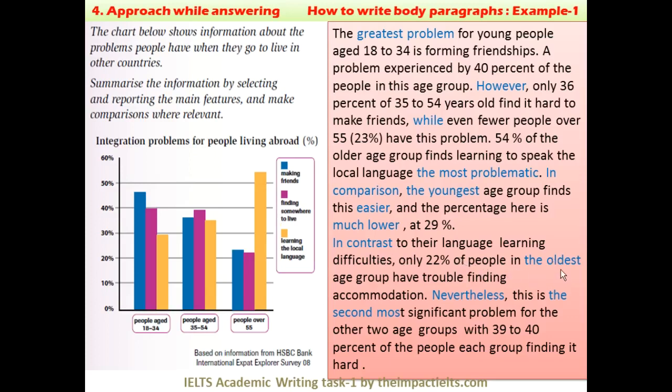Only 22% of the people in the oldest age group have trouble finding accommodation. So you can see the linkers, you can see the specific vocabulary for the particular question. These are so much important, right? Nevertheless, once we have used however, then we change it to nevertheless. This is the second most significant problem for the other two age groups, with 39 to 40% of the people in the age group finding it hard, right? So I hope you have understood, and you'll keep understanding, because we still have 6 more written exercises for the body paragraph that we are going to look into.